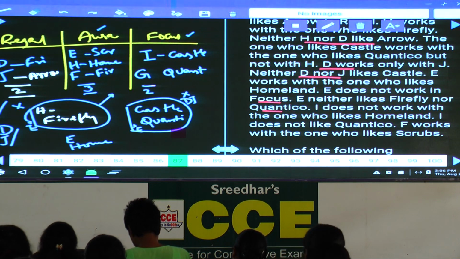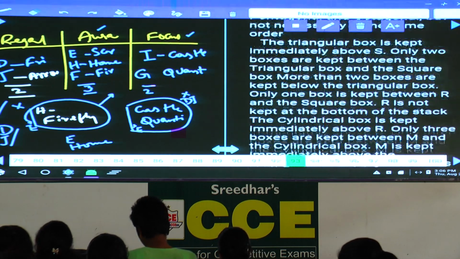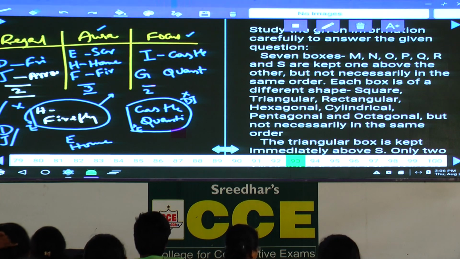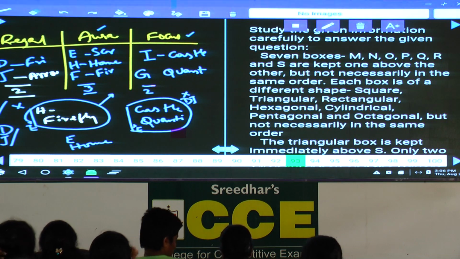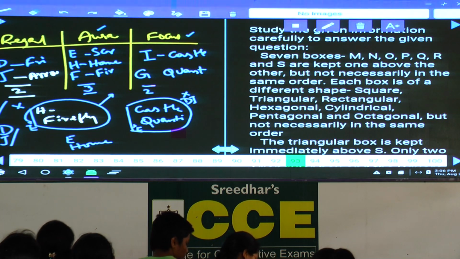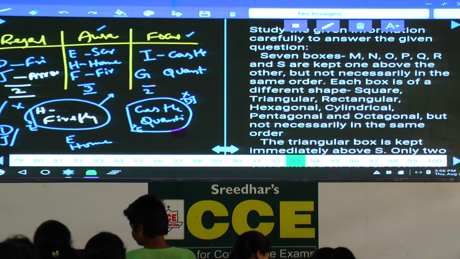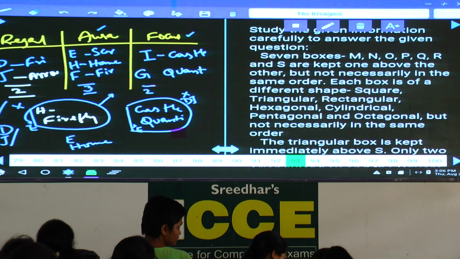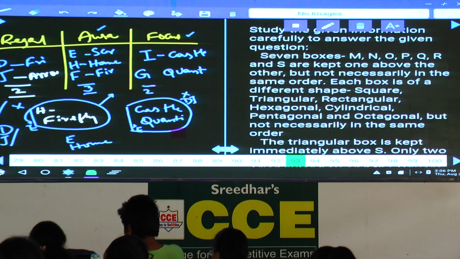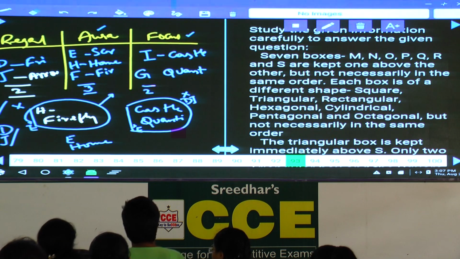Now this 93 to 97 was earlier given in your examination. How many boxes are there? There are 7 boxes. M, N, O, P, Q, R, and S are kept one above the other, but not necessarily in the same order. Each box is of a different shape: square, triangle, rectangle, hexagonal, cylindrical, pentagonal, and octagonal, but not necessarily in the same order. Now these 7 boxes are stacked one above the other. We need to identify the order of these boxes, and at the same time the shape of these boxes as well. Done?